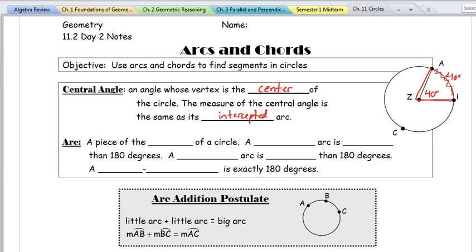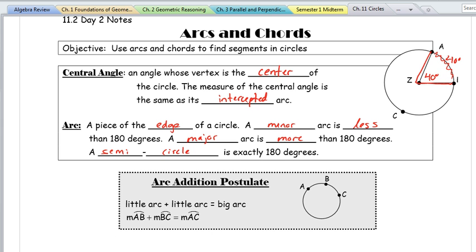Okay, so again, an arc is a piece of the edge of a circle, if you want to think of it like that. A minor arc is less than 180 degrees. A major arc, you guessed it, is more than 180 degrees. And then when it's exactly 180, we call that a semicircle. So some of you might have thought semicircle is just any part of a circle, but it's exactly half of a circle. Okay, so we're going to use that as we move forward.